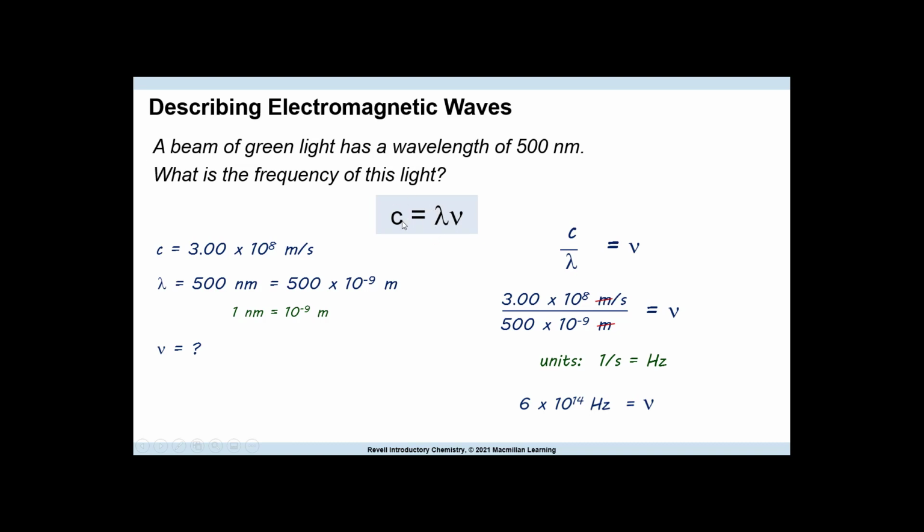Well, c is the speed of light. It's a constant. This is wavelength, this is lambda. And frequency has to do with nu. So we're going to isolate that and solve for the frequency, which is nu, which means that the units, because I know what the units are, my units here should be 1 over s or hertz.